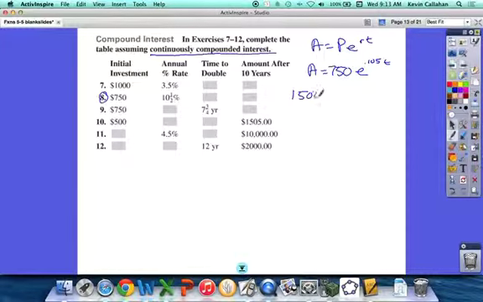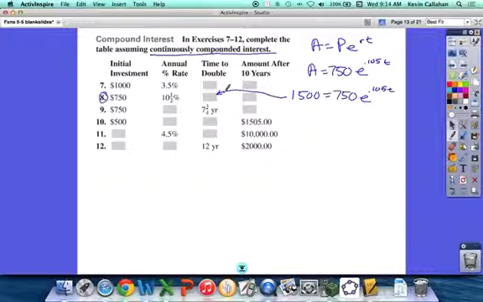1,500. So substitute double, and solve for t, right? Just like we've done in several problems so far. Isolate, take the log of both sides. That is going to be how you do this one here.